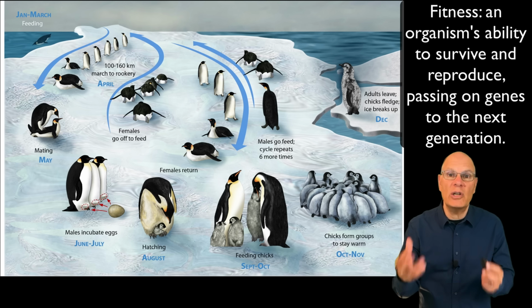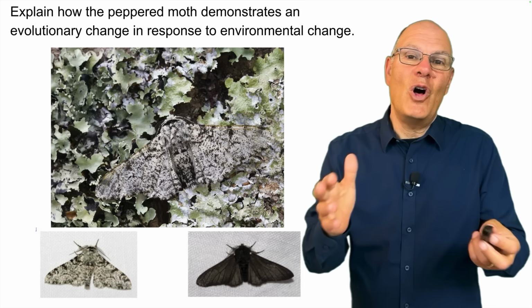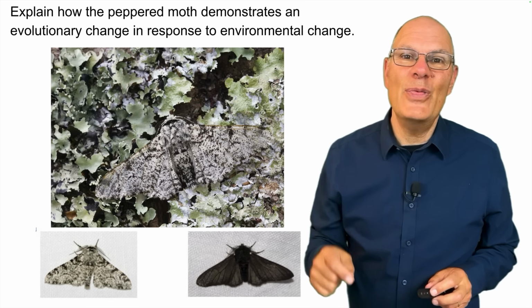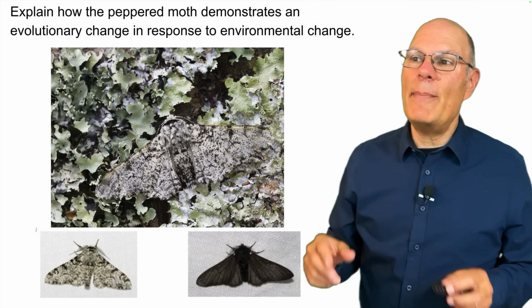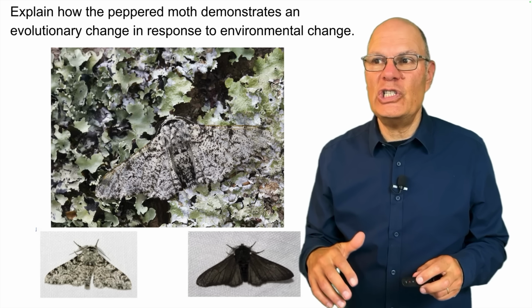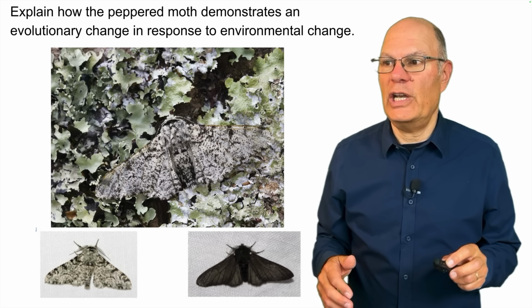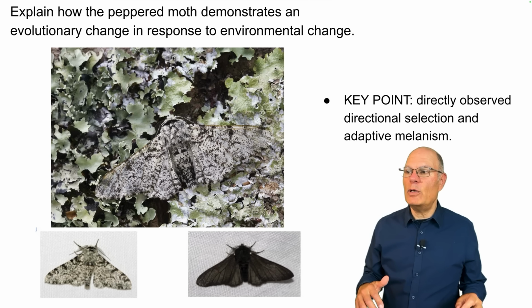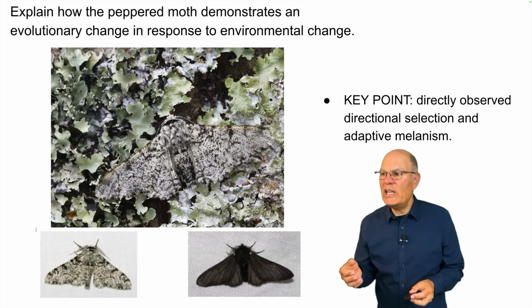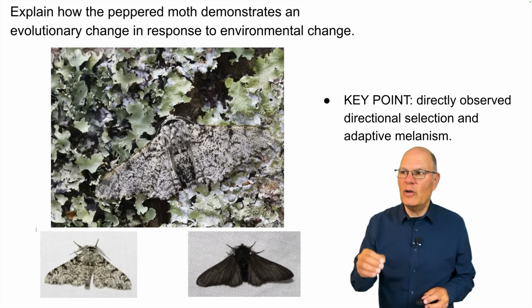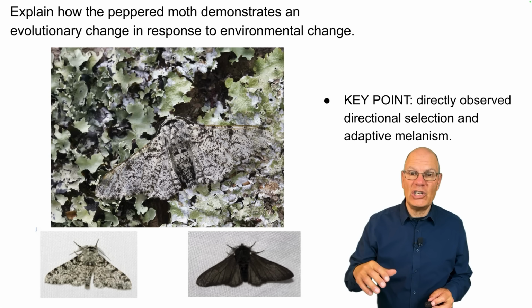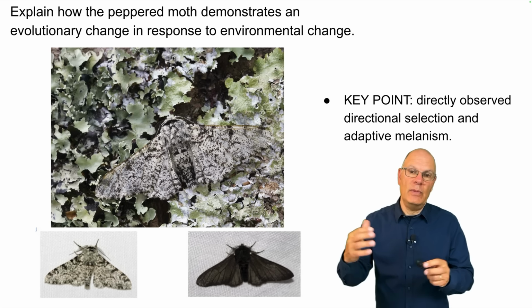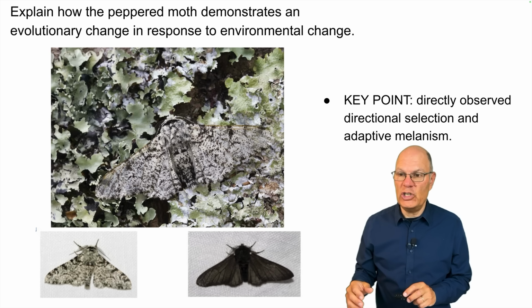To end this discussion of all types of selection, we're going to look at this question: explain how the peppered moth demonstrates an evolutionary change in response to environmental change. The key point about the peppered moth is that it provides science with a directly observed example of directional selection and adaptive melanism in response to an observed change in the environment.